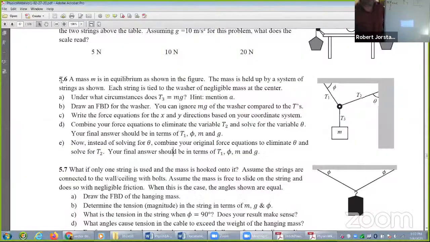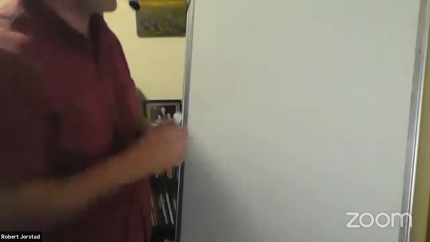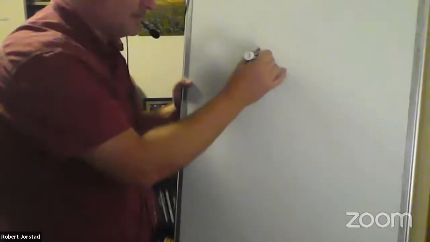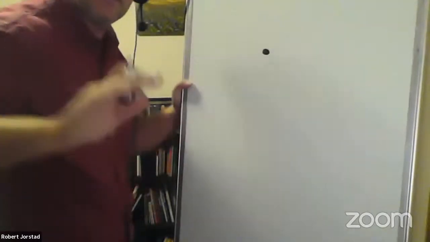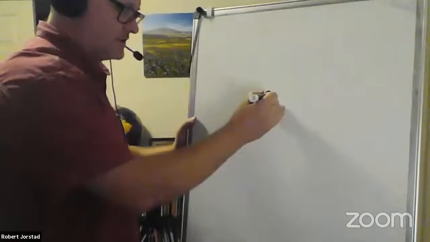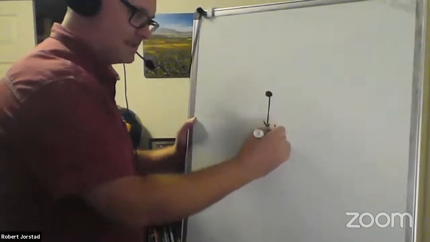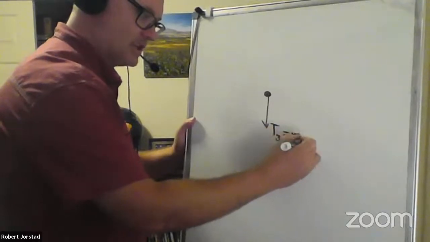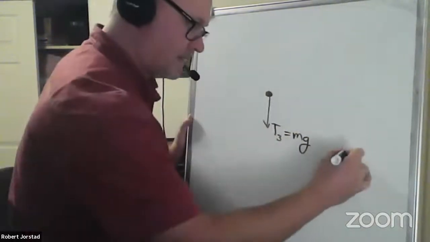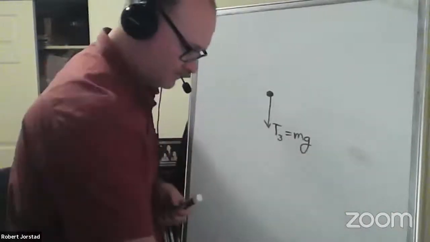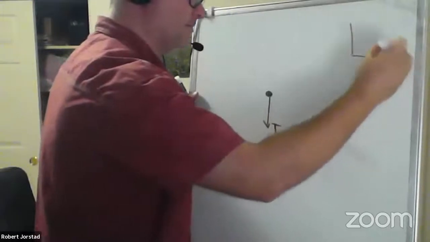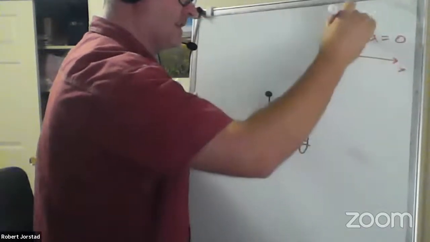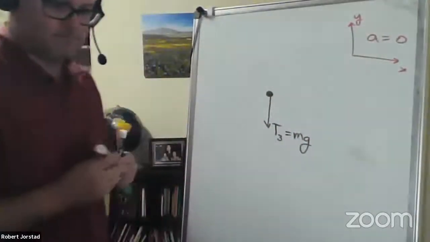All right, so I'm going to work on drawing my picture of 5.6. Try to draw an FBD of the washer. Okay. All right, that's good. I'll do this with you. All right, so this one. Remember, we're doing an FBD. I'll draw the object. I'll just draw a dot, okay? So now there's a force this way. We could say T3, or we could say mg, either one, because a equals zero. I'm going to register that information here. Like that. Okay.